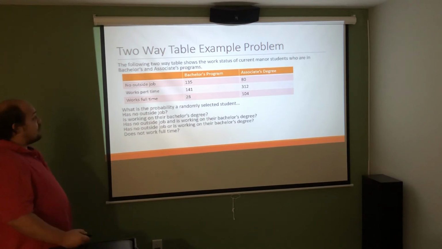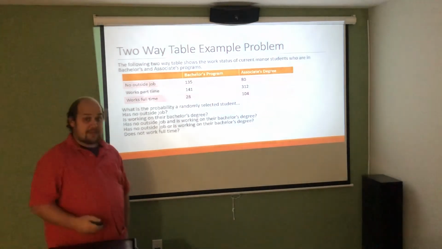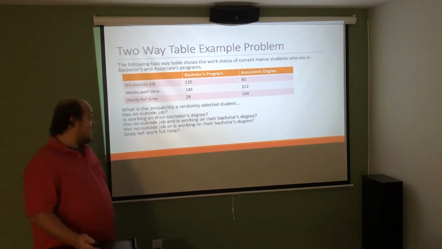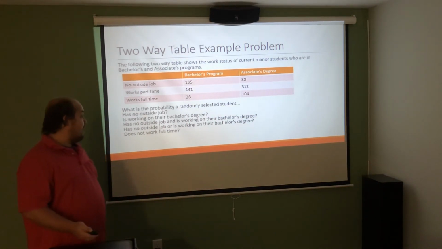This two-way table shows the work status of current matter students who are in bachelor's and associate programs. So we have whether they have no outside job, works part-time, works full-time, are in bachelor's program, or going for an associate's degree. I would want to first add together the column totals, add together the row totals, and get a table total down here. Rather than go through all this, I'm just going to click ahead to the slide that has the answers here and walk you through how we're getting the answers.